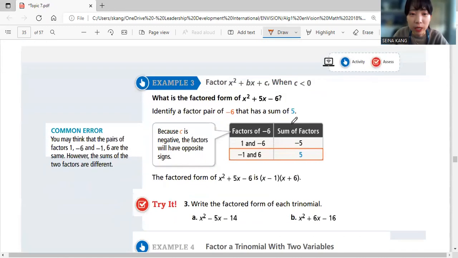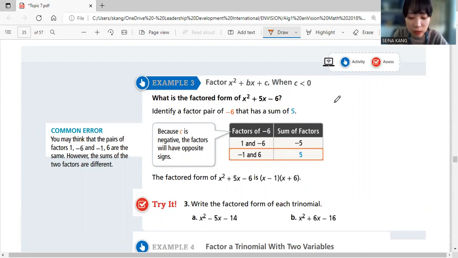Let's go to the next page. Example 3. Factor x squared plus bx plus c when c is less than 0. So what if you have a positive b, but c is negative? For example, what's the factor form of x squared plus 5x minus 6?